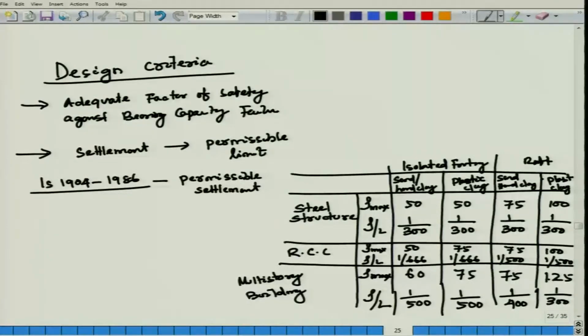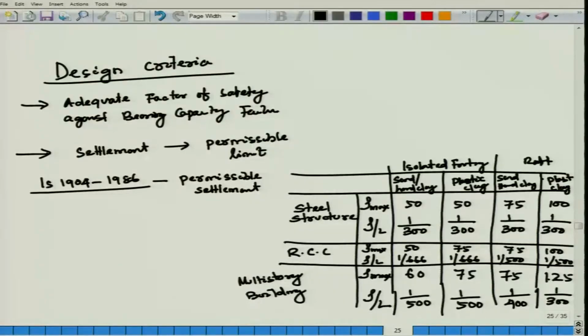Why did I write it? I could have said you can collect it from Bureau of Indian Standard provisions. In some colleges it is not possible to get it, that is why I write it so that you can note it down. So, differential settlement is in the ratio, but the maximum permissible settlements are 50, 50, 75, 100, 50, 75, 75, 100, 60, 75, 75, 125, these are all in mm. So, this is what Bureau of Indian Standard has proposed, particularly 3 cases, one is your steel structure, second is your RCC, last one is your multi-story buildings.